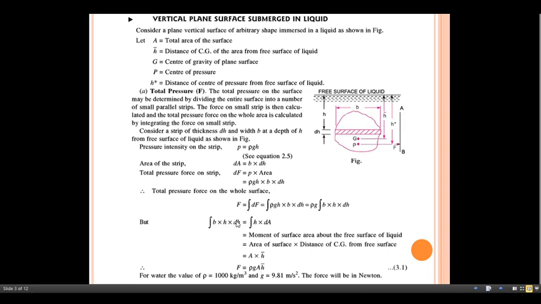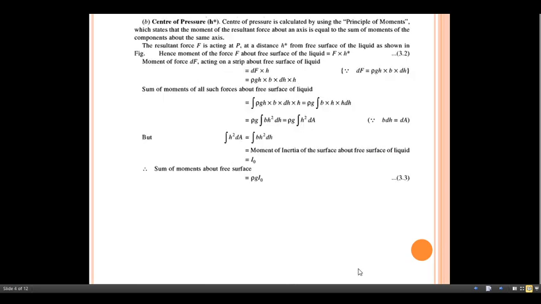Okay, this term we have calculated, which means we can get the value for the force by substituting or replacing this term by this one. So the force we can get in this way: rho g multiplied by a multiplied by h bar. For water, the value of rho equals 1000 kilogram per meter cube and g equals 9.81 meter per second square. The force will be in Newton.